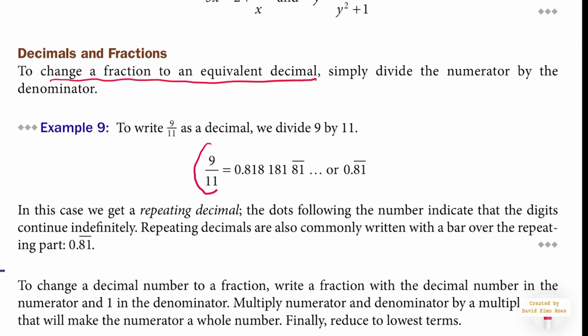To change a fraction to an equivalent decimal, you simply divide the numerator by the denominator. In the case of 9 over 11 here, you're going to get 0.81818181, which is most commonly written as 0.81, where the 0.81 has a bar over it, indicating this is the repeating part of the decimal.